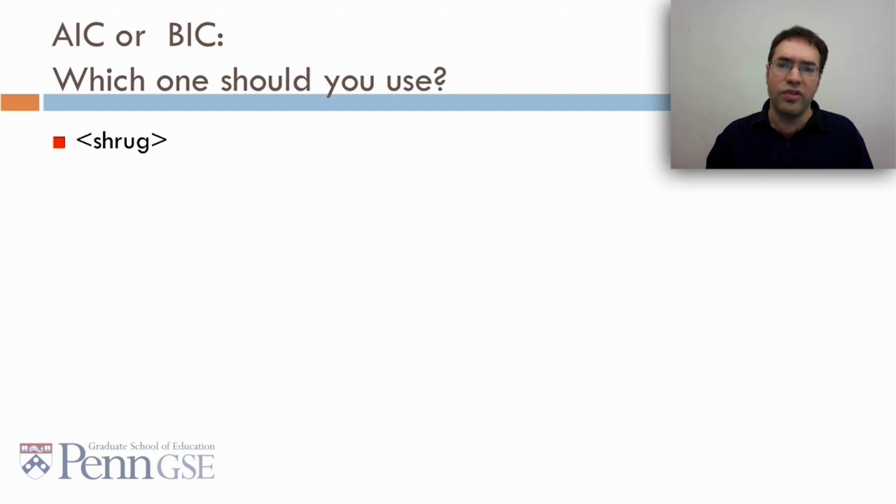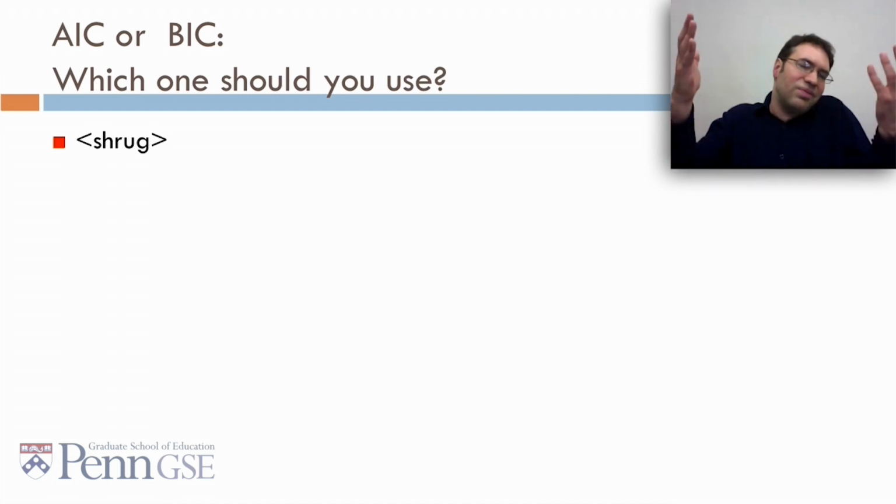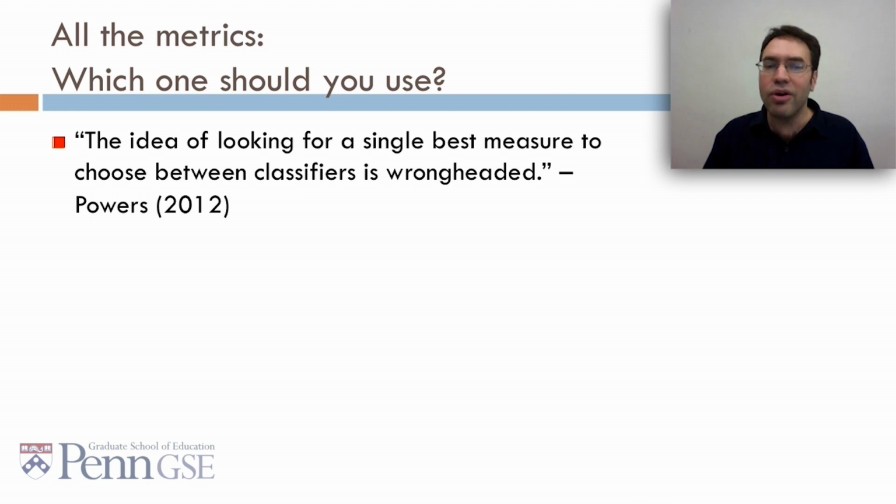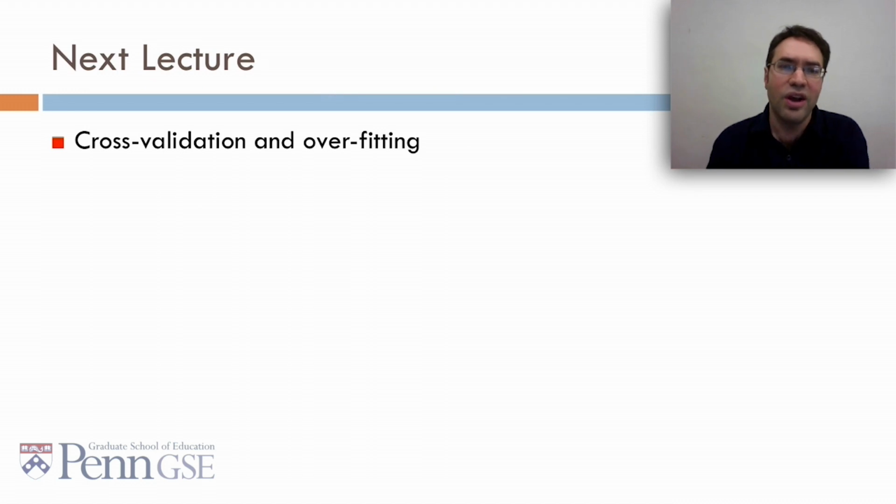So AIC or BIC, which one should you use? Yeah, I mean, as we've talked about before, the difference between k-fold cross-validation and leave-one-out cross-validation is also a little unclear. And Powers says that the idea of looking for a single best measure to choose between classifiers is wrong-headed. And I would say the same is true about regressors. Regardless of what kind of model you're building, try to understand your model across multiple dimensions, and that involves using multiple metrics. So in the next lecture, we're going to talk more about cross-validation and overfitting.